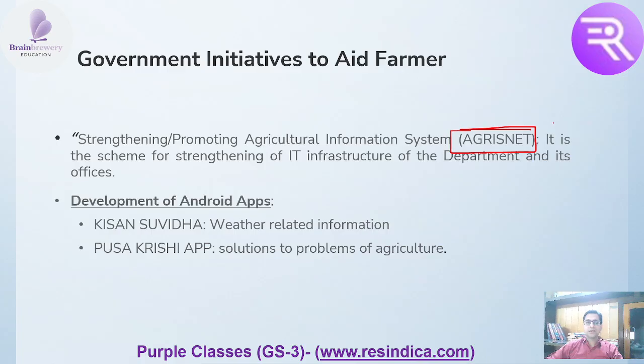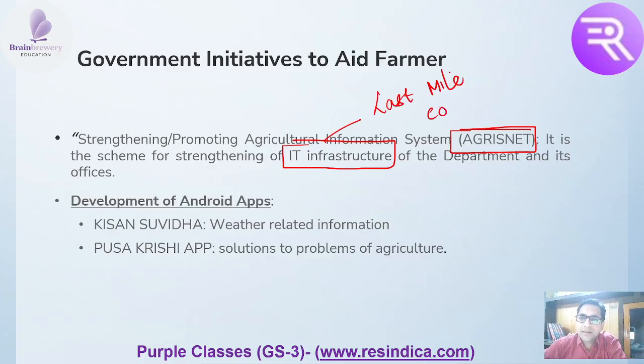Strengthening and promotion of agriculture information systems, with a special focus on information technology infrastructure, so that all the departments in the agriculture area get connected with proper IT infrastructure, and proper information dissemination happens up to the last mile delivery or last mile connectivity.